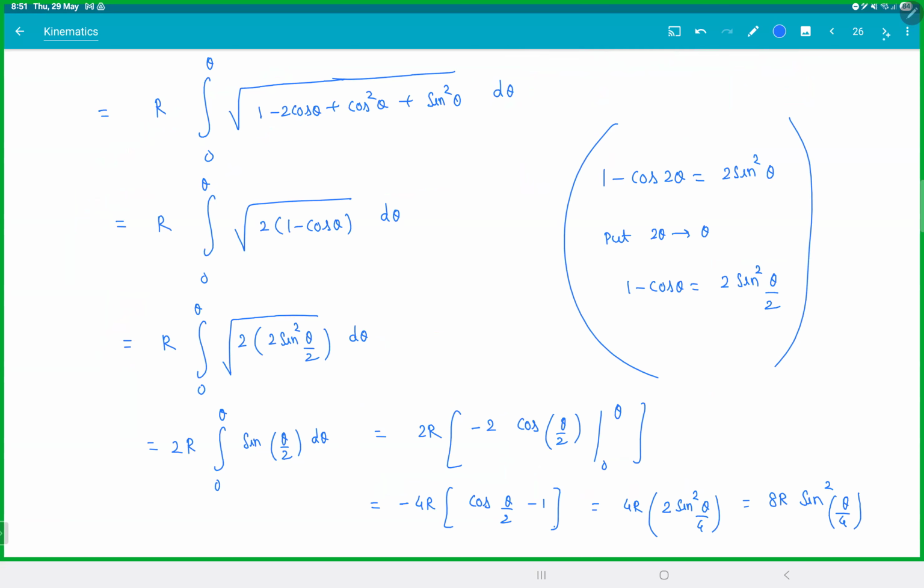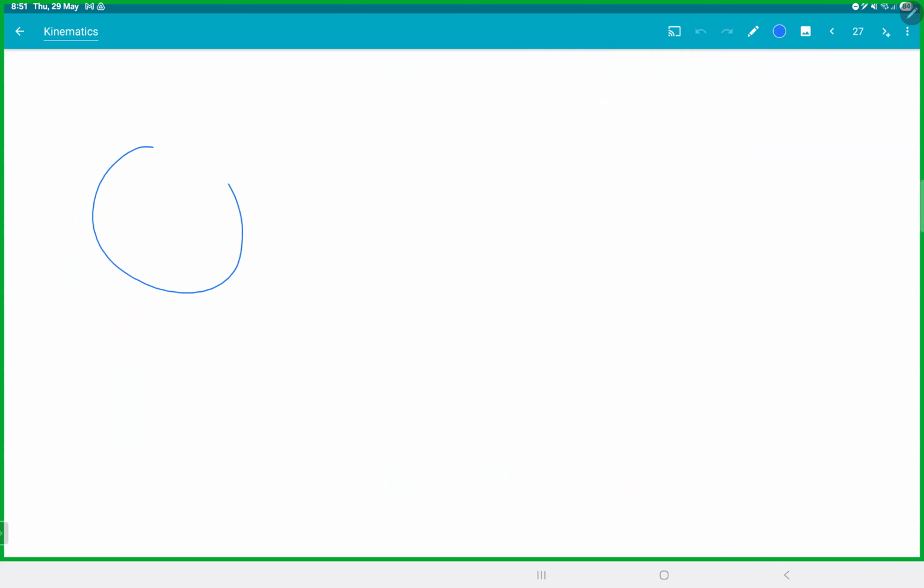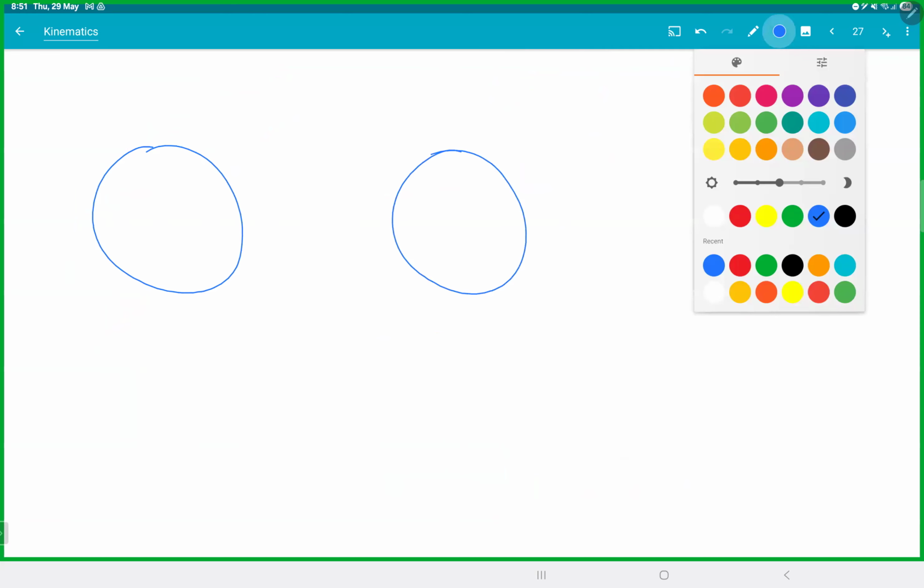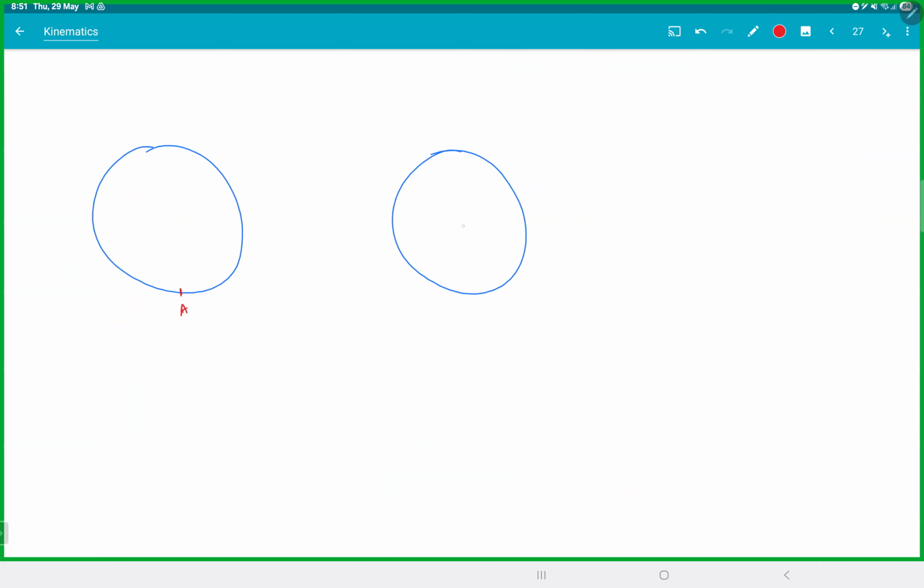So what we found out here is this. If you have a wheel and when it rotates, let's say this is point A and A goes somewhere here. Let's say in this process, it has rotated an angle theta. So this A will be going in a curve. You found out this distance is 8r sine square theta by 4.